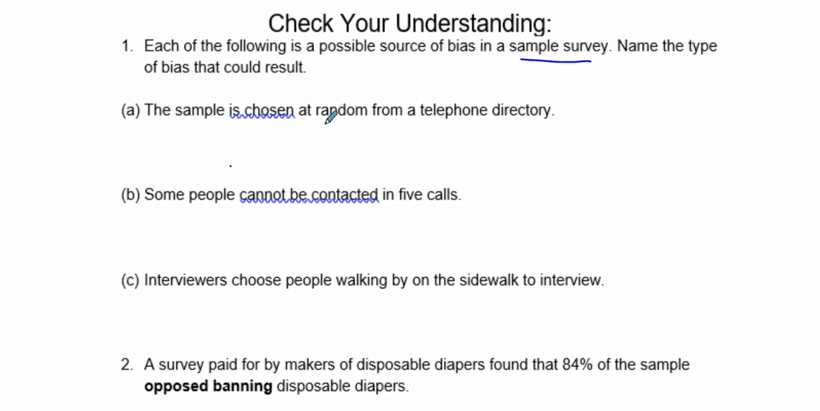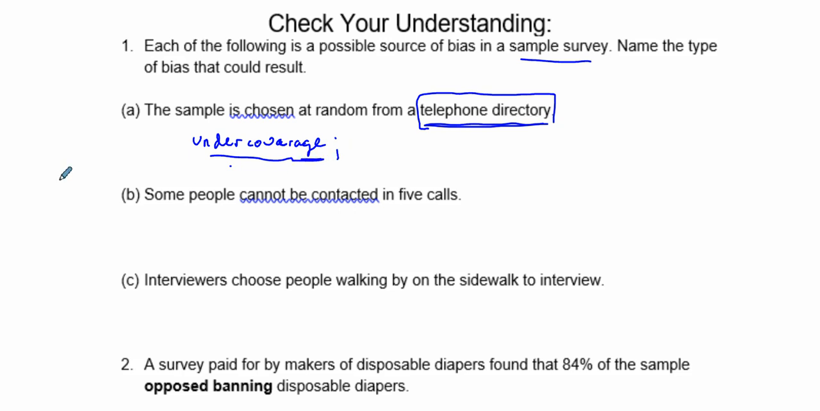A sample is chosen at random from a telephone directory. Okay, so that would be undercoverage, and we talked about this before. It's undercoverage because we're missing out on all those that have cell phones. So if we're trying to find the city population using just a telephone directory, this sample would only come from the telephone directory and not the entire population of a city. So that'd be definitely undercoverage.